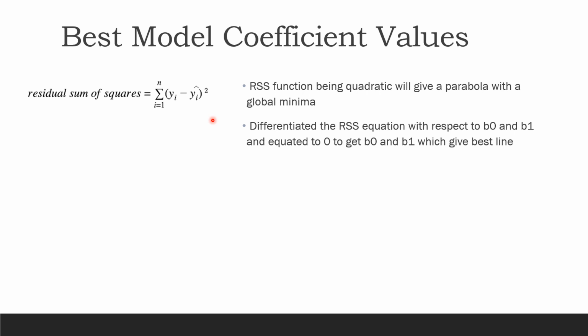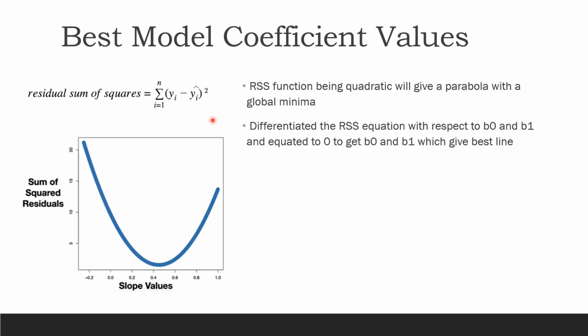So how did we do it? We differentiated the RSS equation with respect to beta naught and beta 1 and equated it to 0. This has all been covered in the previous explanation. This is how the quadratic function of the residual sum of squares, or the cost function, looks like, and we needed to find the minima of this to get the conditions where we would get the best fit line of linear regression.